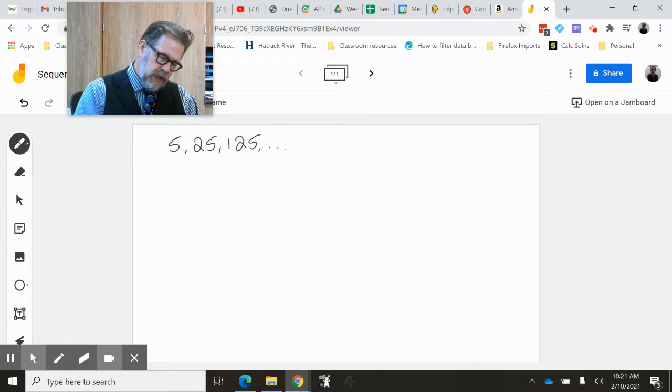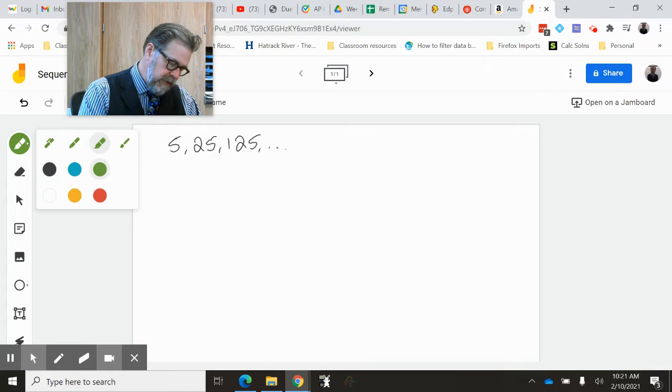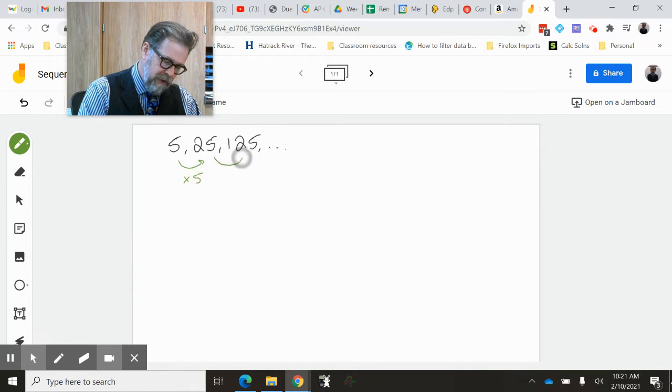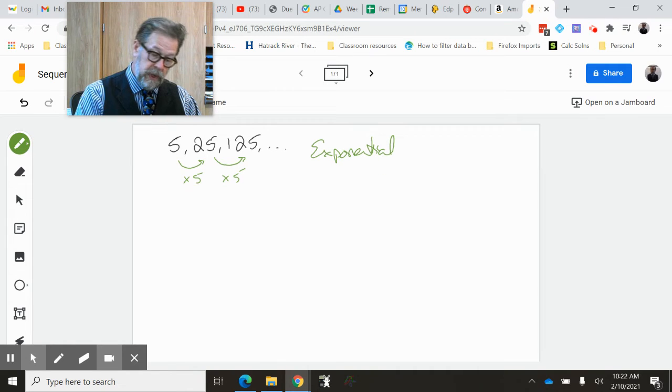So when I look at this, the first thing I need to ask myself is, well, what is happening here? Well, what I'm doing is I'm multiplying by 5, and I'm multiplying by 5 again. So clearly, this is an exponential, constant multiplication with a multiplier equal to 5.